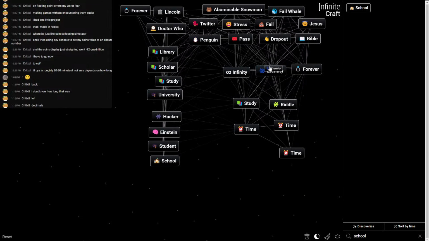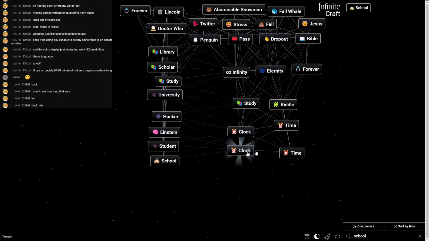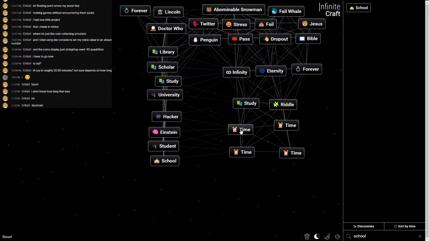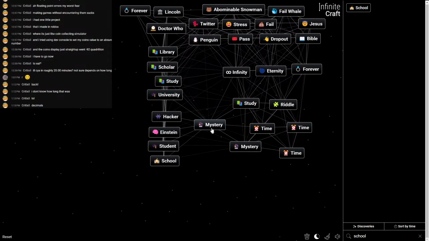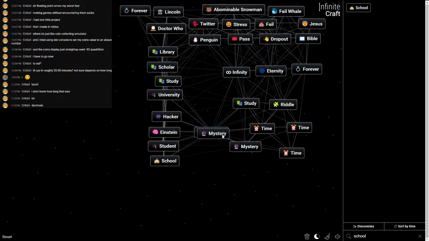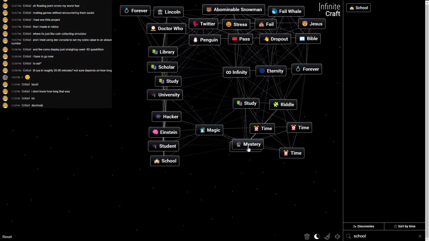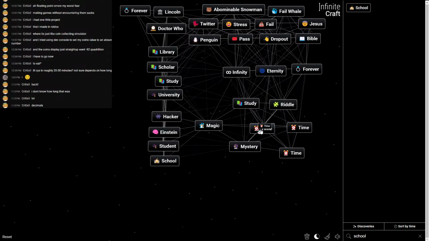Yeah. Eternity and time is a clock. What about clock and clock? Nothing we haven't seen before. Time and a riddle is a mystery. What about if we're studying a mystery? We're researching. A mystery in research is science. A mystery in science is magic. Scientists would be very upset if you said that.